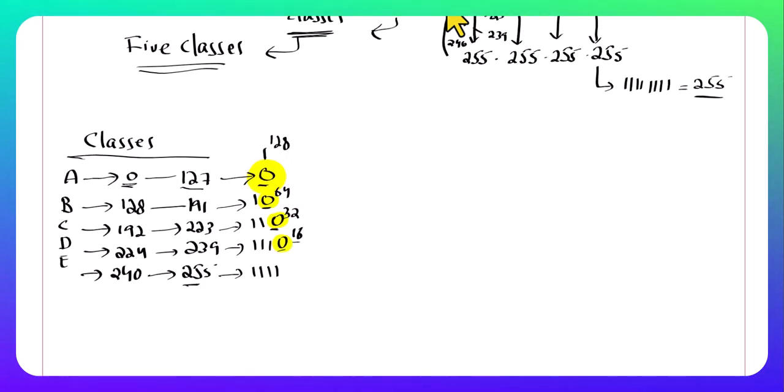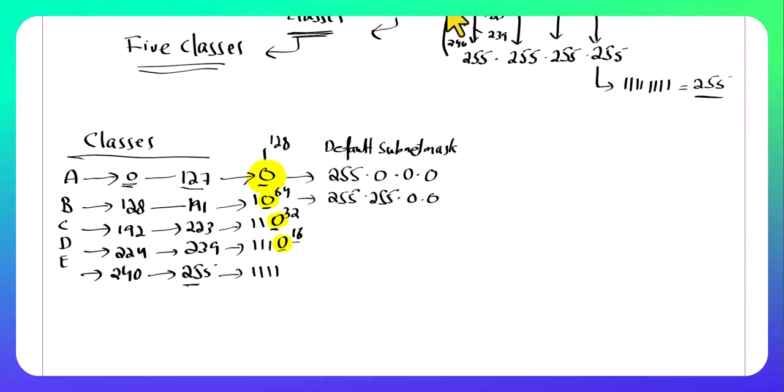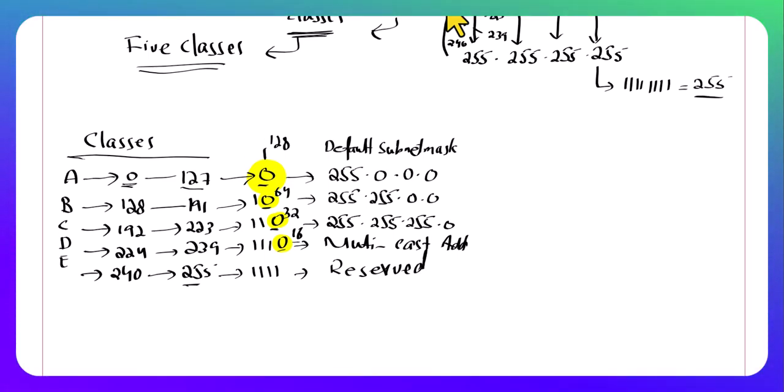Next, we will discuss the default subnet mask. Class A default subnet mask is 255.0.0.0. Class B default subnet mask is 255.255.0.0. Class C is 255.255.255.0. In class D, we don't have the combination of the prefix and suffix. Okay, so it is used for multicast, and they are multicast addresses. Class E is reserved. We don't know about this. Okay, it is used by internet society.